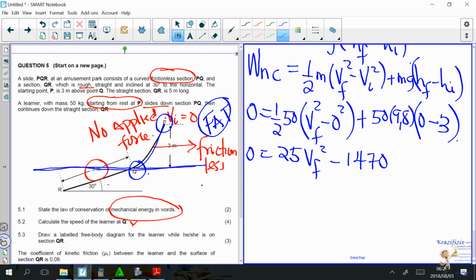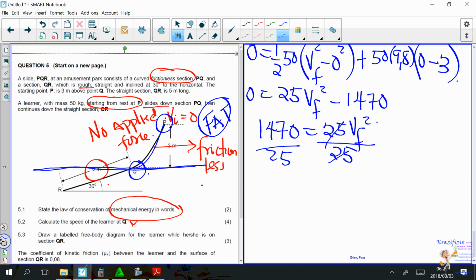Now, can I move the 1470 over to the other side? If you were writing, you would actually say this now. Divide both sides again by 25, and we need to find the square root like we did. Vf now equals what? 7,67 meters per second. This is using your energy principles.